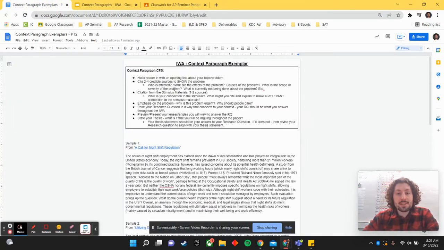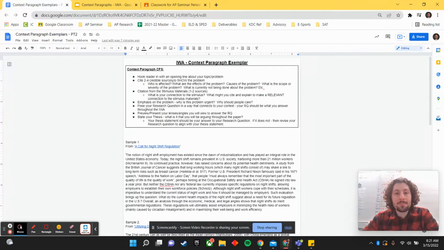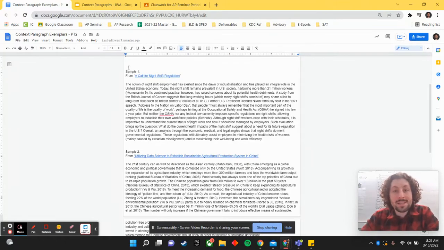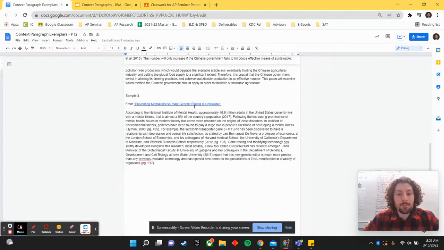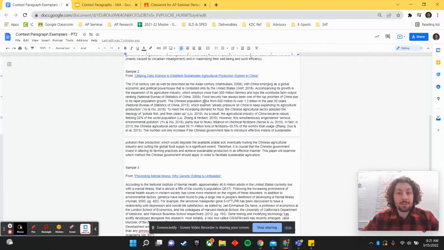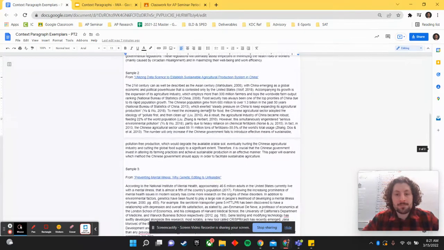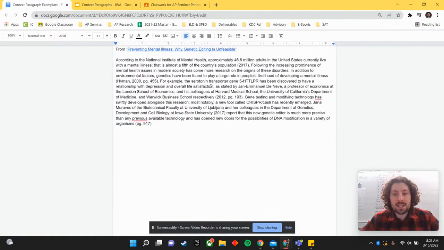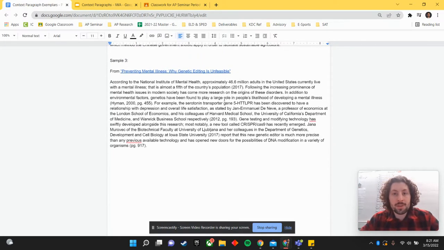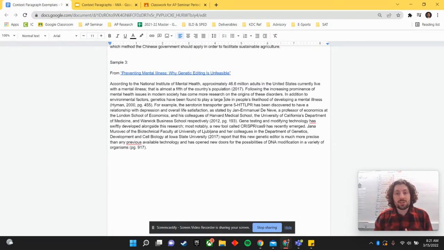Now, when it comes to context paragraphs, again, I think looking at examples are really helpful. And so I'm going to attach this on Classroom with a video. It has 3 example papers that scored highly from the College Board's sample papers. The first one we've already looked at, the call for night shift regulation. But the other 2 are also effective at introducing topics. For example, here we'll look at the gene editing one just to get an idea of what the reader's doing and why they're effective at contextualizing. And then I want you to go do it yourself.